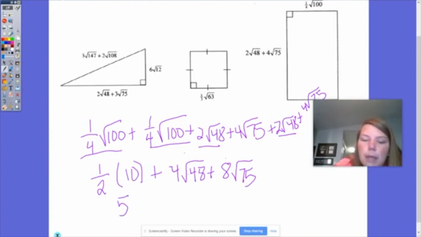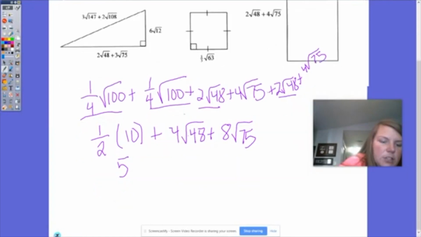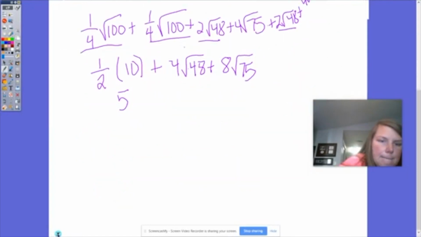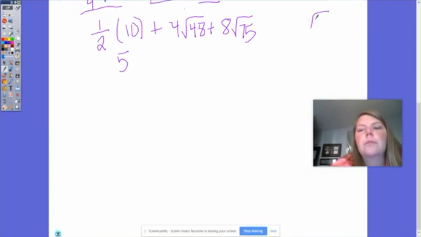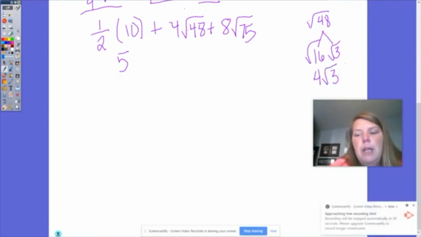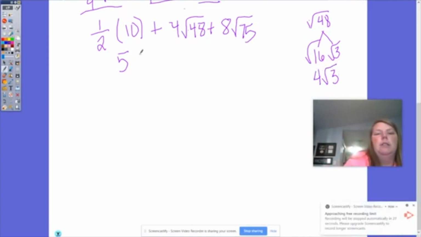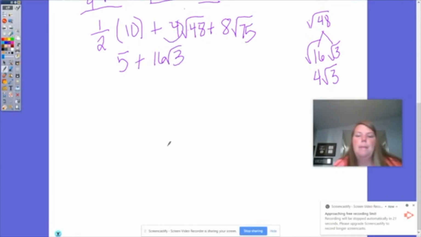And then I'm going to make my screen lower for this. So we want to simplify the square root of 48. And that can simplify into 16 times 3. So that would be 4 times the square root of 3. And that would be our next one. But remember, we got to multiply it by that 4. So that would actually be 16 times the square root of 3.